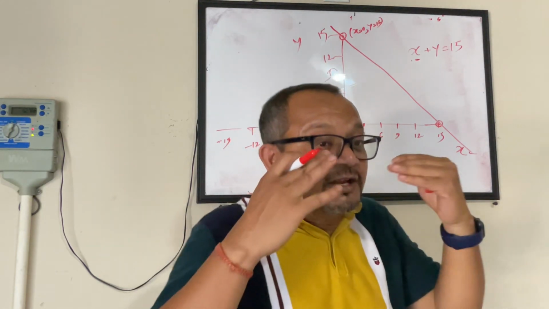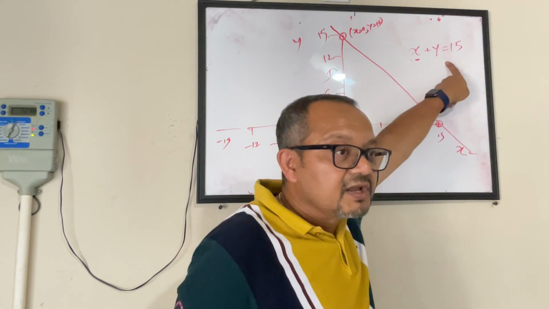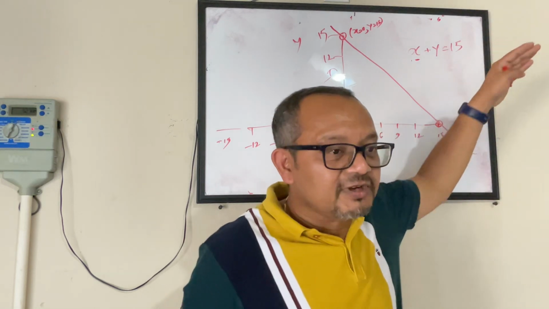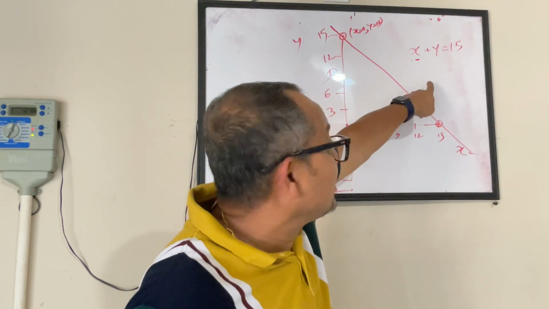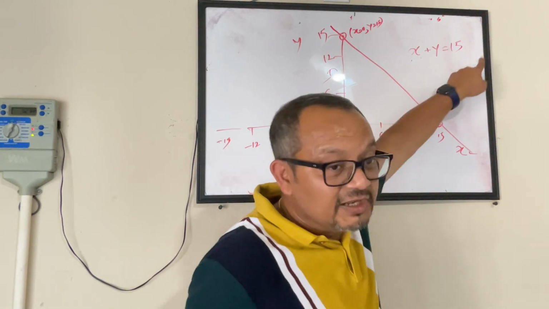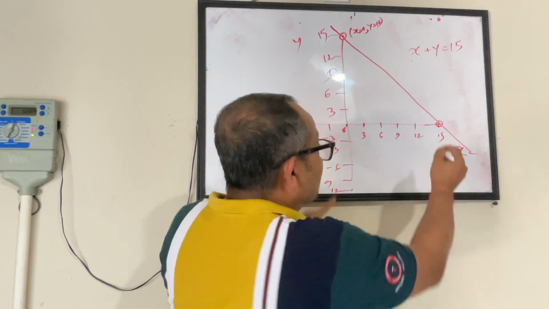I'm trying to find out what is the relationship between x and y to meet this condition. What if I pick x as 0? What if I pick y as 0? And then I'm trying to find out the corresponding value for the other one. If my x is 0, then y has to be 15. Then only this is 15. When y is 0, x has to be 15. So that is how I got 2 points.